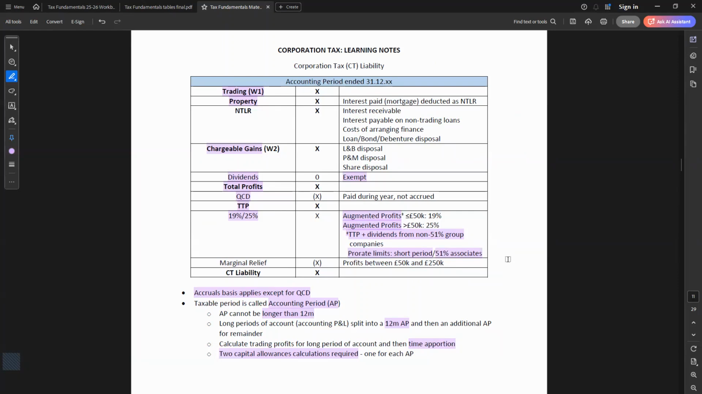And then you also need to prorate them for the number of 51% associates in the group. So the number of companies in the group under the same common control. So if, for example, here you had a 12-month accounting period, and then you have company A, which owns 80% of company B, C and D, that would mean there's 4 associates in total in the group, so you'd need to divide the limits by 4, and we'll see this as we go through the questions.